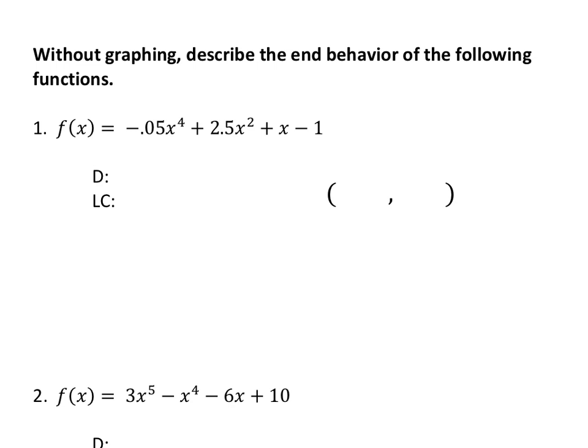4. Remember, degree is the largest exponent. 4 is my largest exponent, so my degree is 4. Is that an even or an odd number? Even. Okay, great. Now I just need to look at my leading coefficient, but that is the coefficient attached to that variable. What is the leading coefficient here?